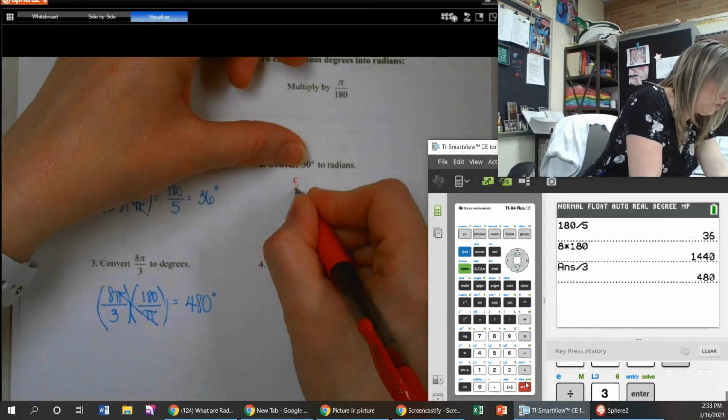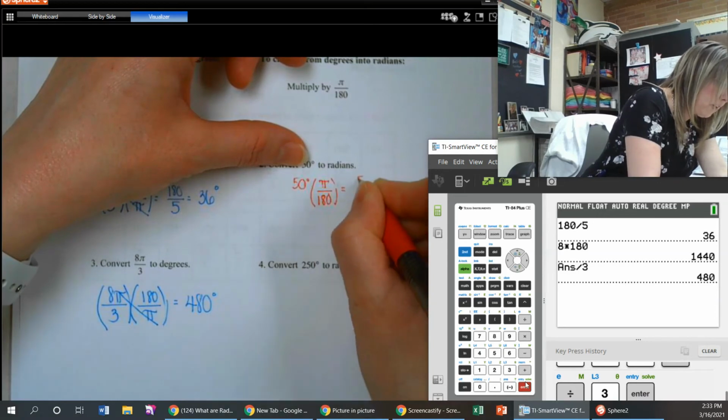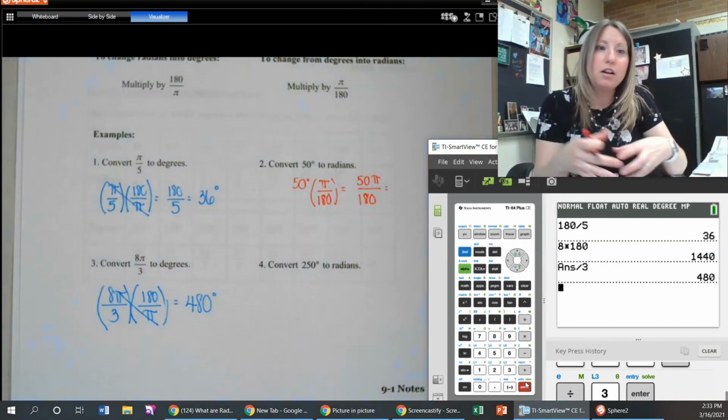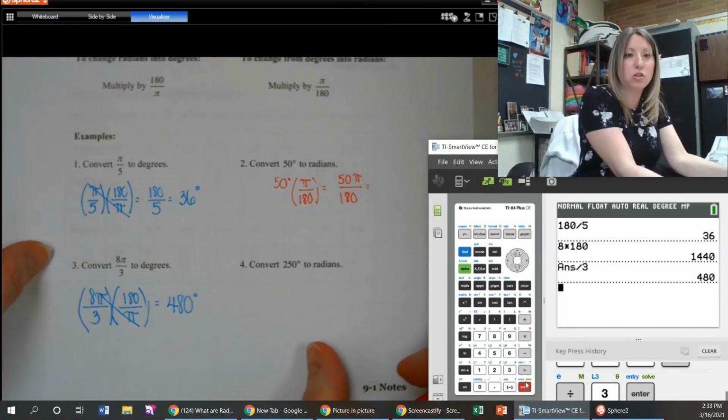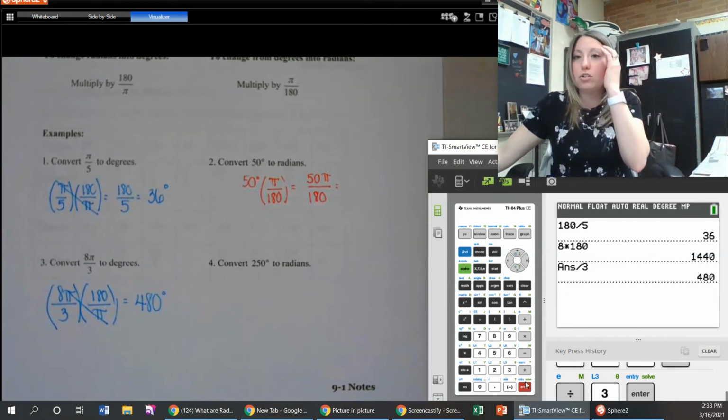So you get your 50 degrees, right? Multiply it by pi over 180. And this is basically what you get, and then simplify. You get 50 pi over 180. Now, since we're going to want to keep that pi, so we have the closest rational equivalent, we're going to keep that pi as our symbol here.